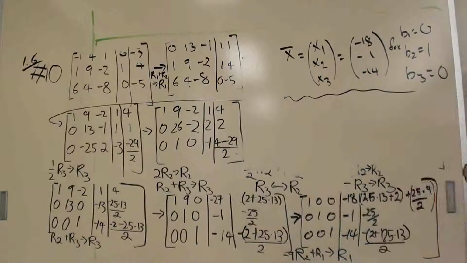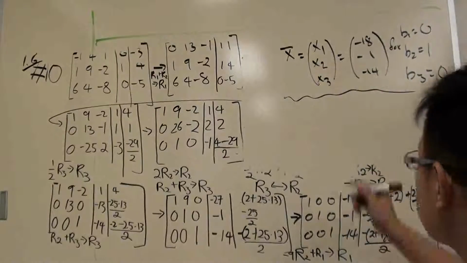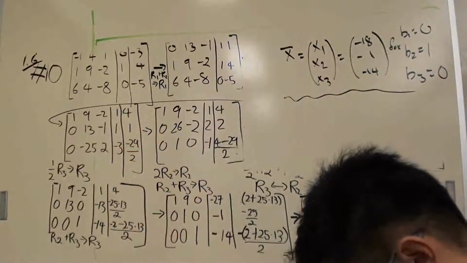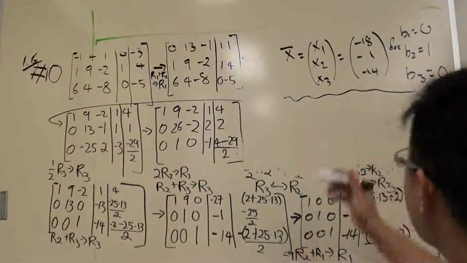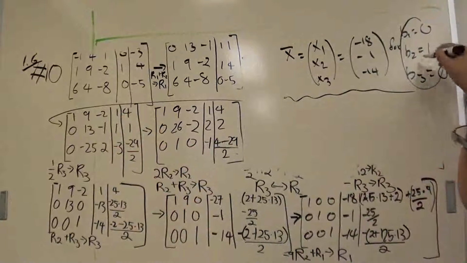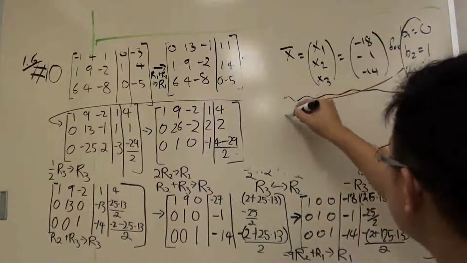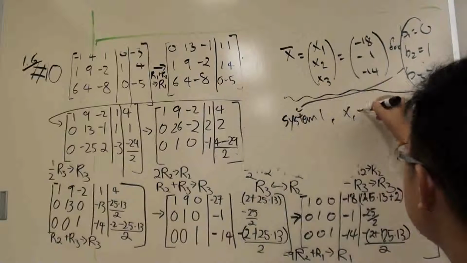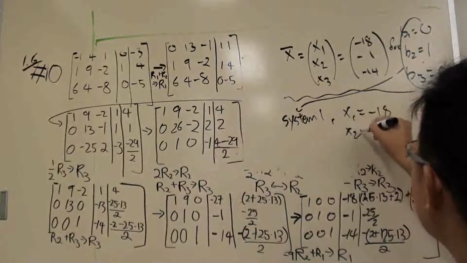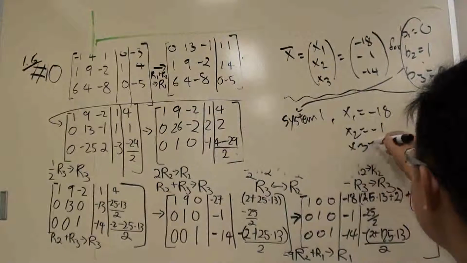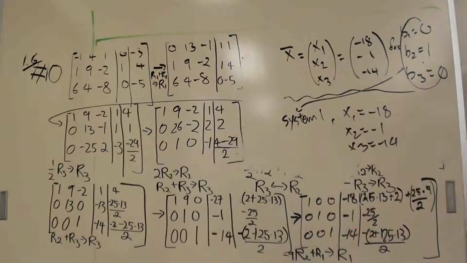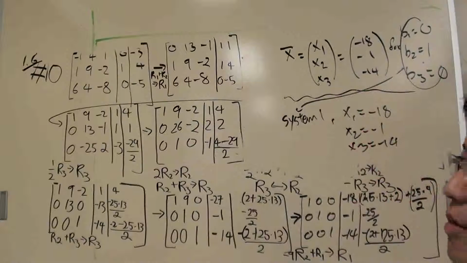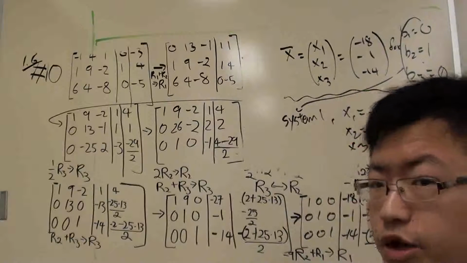Okay, so they don't do this, but for system 1, that's what they call it, right? Remember this B1, B2, B3? Rather than just going like this, they just say this is going to be system 1. So for system 1, x1 is going to be negative 18, x2 will be negative 1, x3 will be negative 14, right? Honestly, either way works because they're really saying the same thing, just in a different format. So I wouldn't worry too much about it.